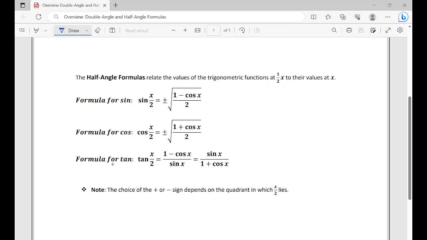And last, there's the formula for tangent. Tangent of x over 2 is equal to (1 minus cosine x) over sine x. Or you can do sine x over (1 plus cosine x).